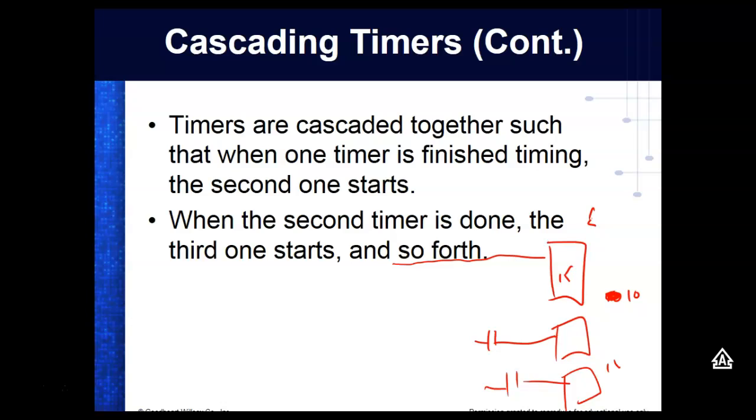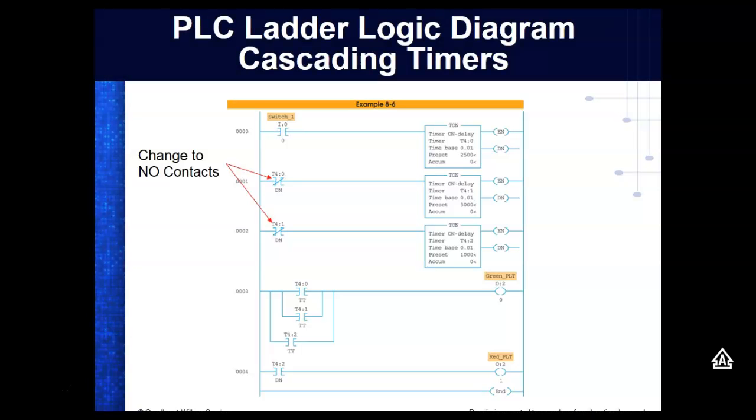If I want to exceed this range of 32,767, then I would cascade timers. In fact, I probably wouldn't go to 32,767 because that's a hard number to keep up with. I might cascade at 10,000. So this is cascading timers. Here they use timer done. These need to be a normally open contact. Change to normally open.